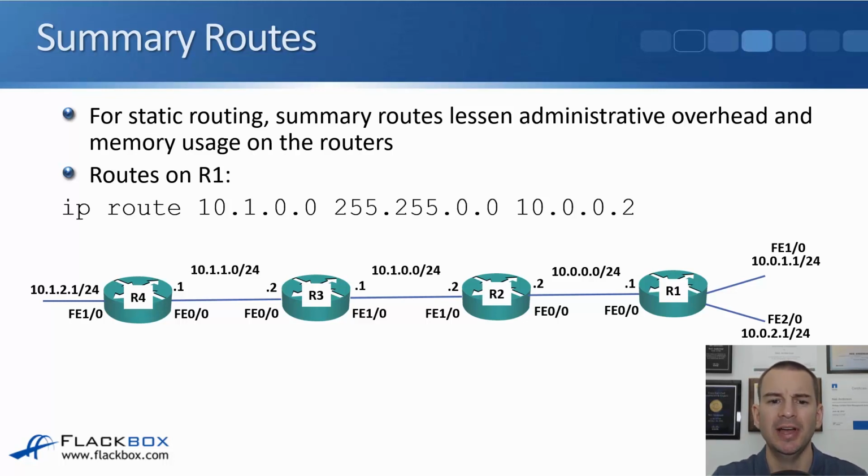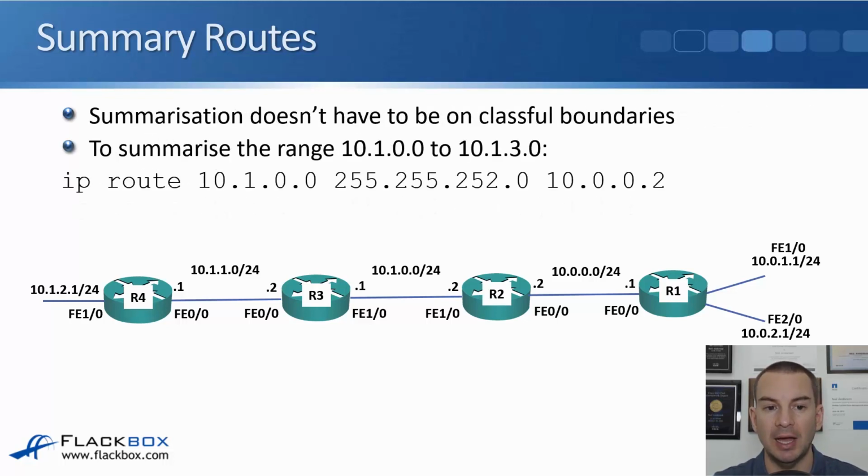Now, in the example here, I summarized at the classful boundary for a class B address, which is going to cover our routes all the way from 10.1.0 to 10.1.255, which is a pretty big range. Maybe we don't want to have all of those subnets available behind R2. Maybe some of them that are still within 10.1 are available through a different path. So you can be a bit tighter with your summarization, like you see in the example here.